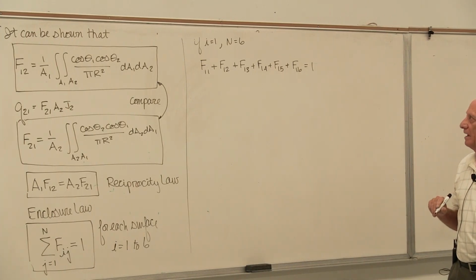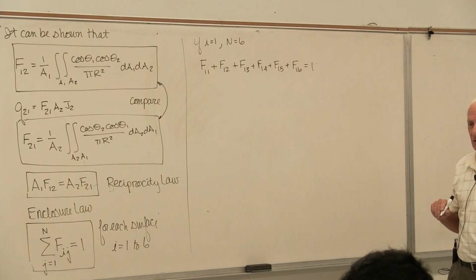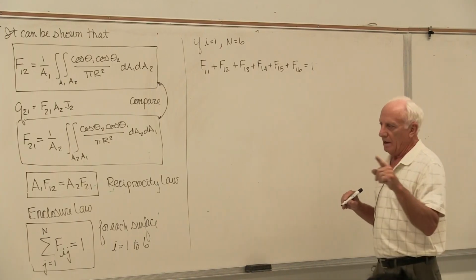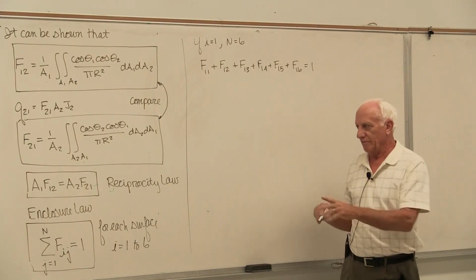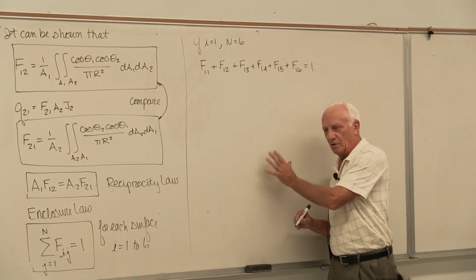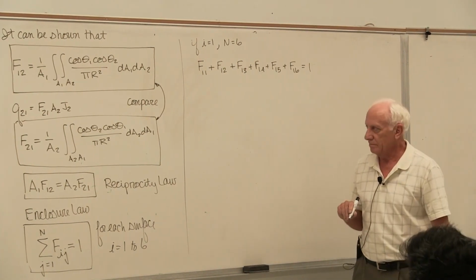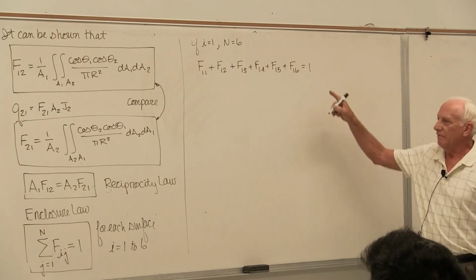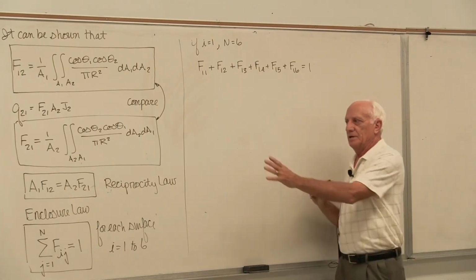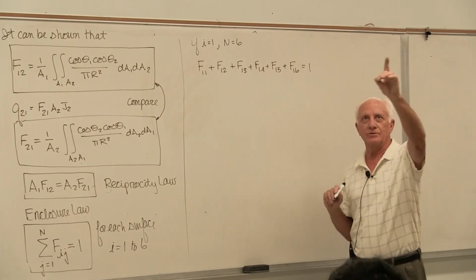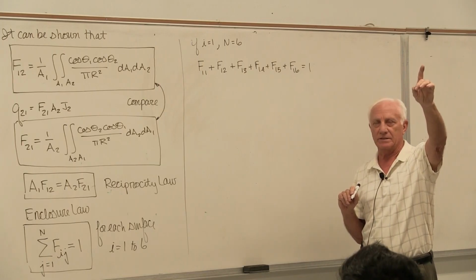Let's just say, what is F12? Okay, I told you, the front wall is 1, the back wall is 2. F12 is the fraction of thermal radiation leaving the front wall that gets to the back wall. F16 is the fraction of energy leaving the front wall that gets to the ceiling, wall 6, A6.